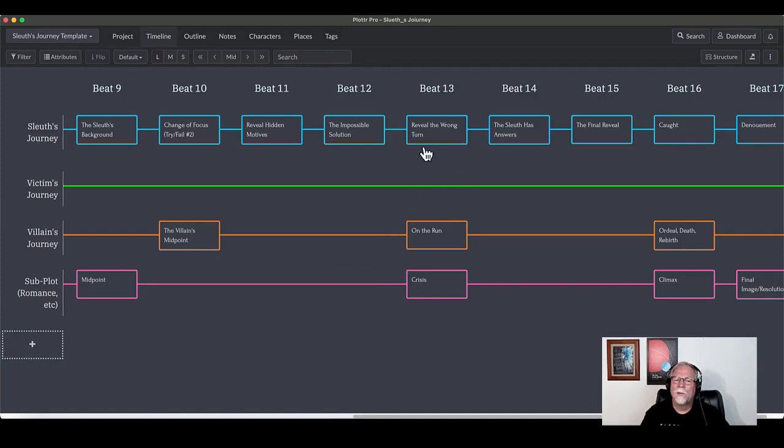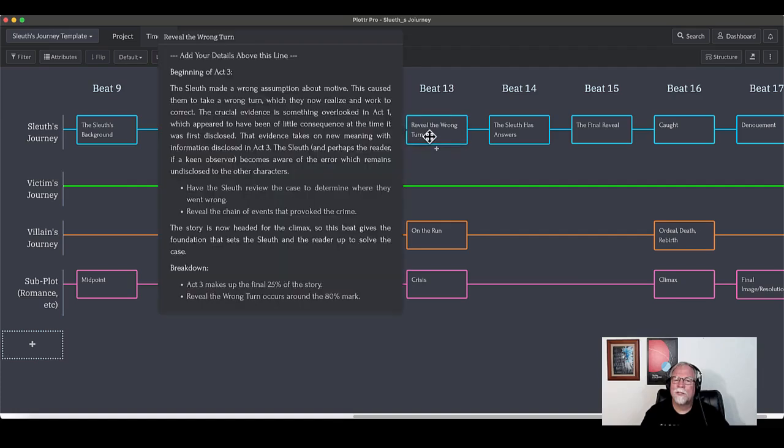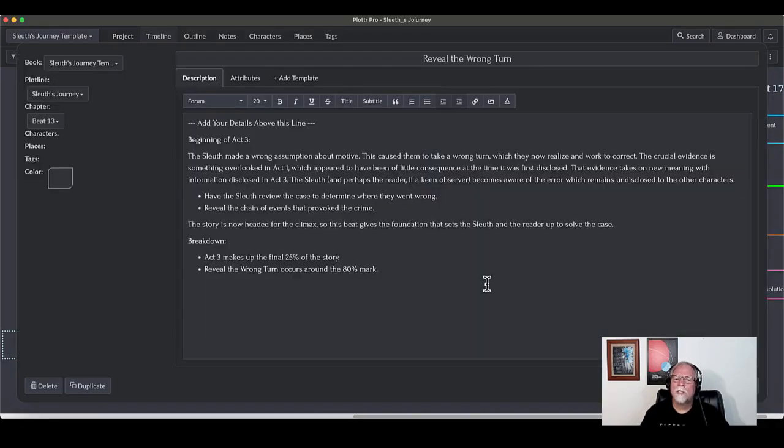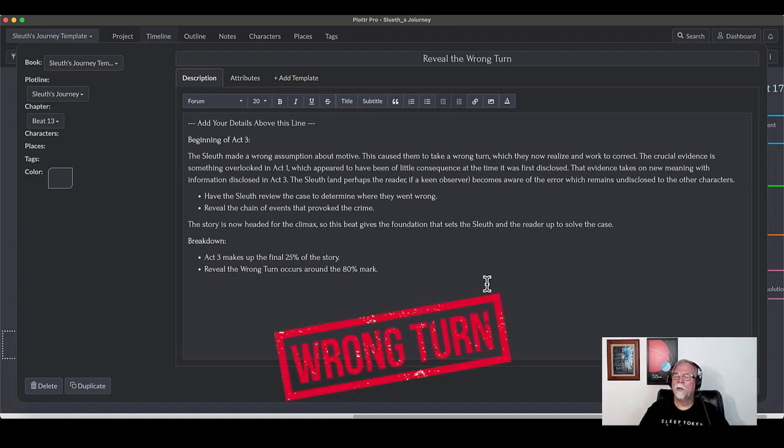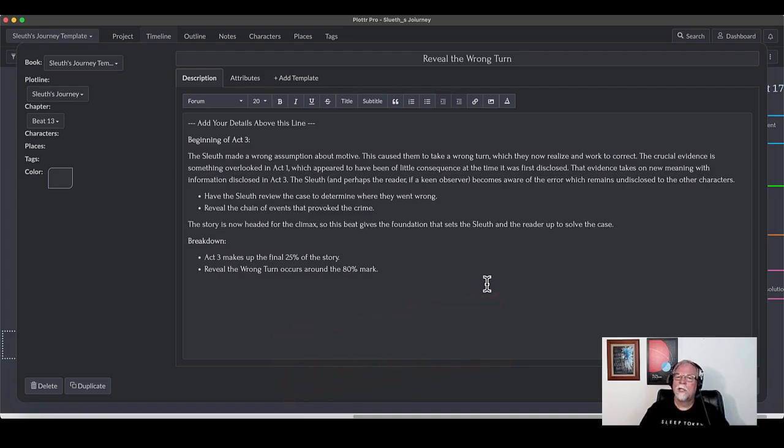But now we're going to move into beat 13 and 14. Now these are very fast beats. They can overlap or be really close together. The sleuth made a wrong assumption about motive. He may have known what the true motive was, but he made a wrong assumption about why the person had that motive, or even who had that motive. This caused them to take a wrong turn in the investigation. Now they realize that, and they work to correct it.